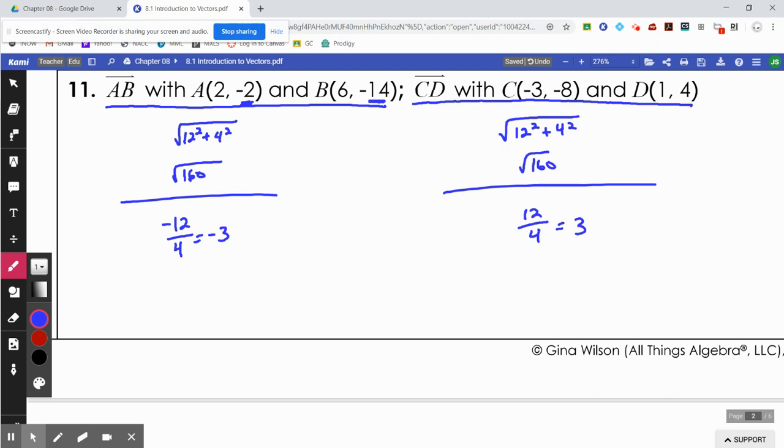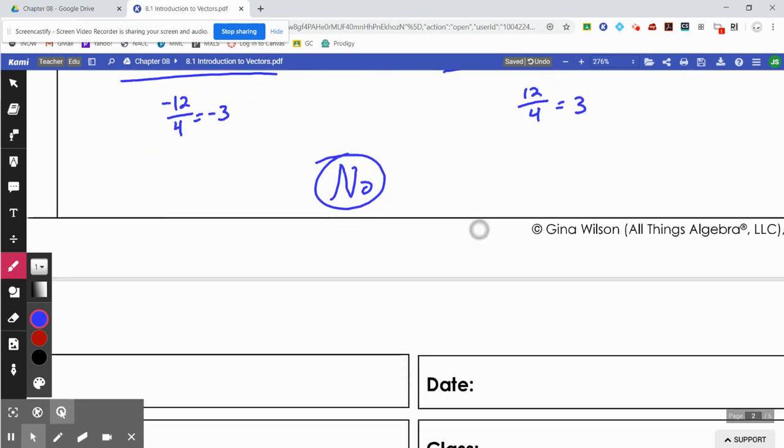So therefore, these two vectors are not equivalent because they have opposite slopes. Now, one thing that we could say about these, they have the same magnitude, but they have opposite directions. So therefore, these two vectors would be opposite vectors of each other. But they are definitely not equivalent.